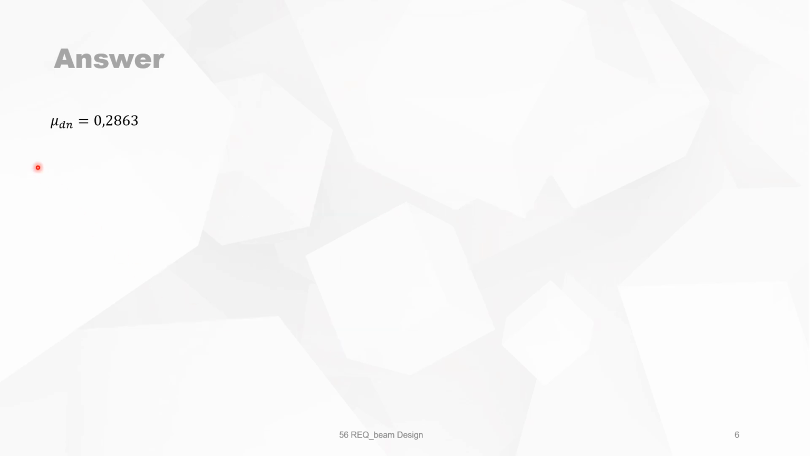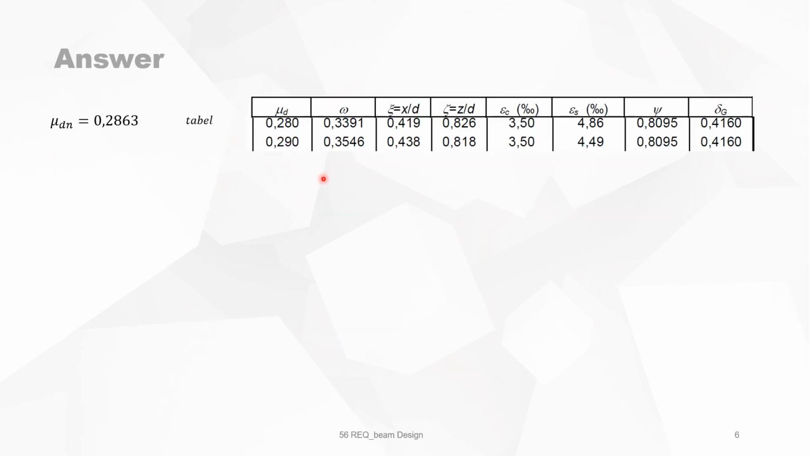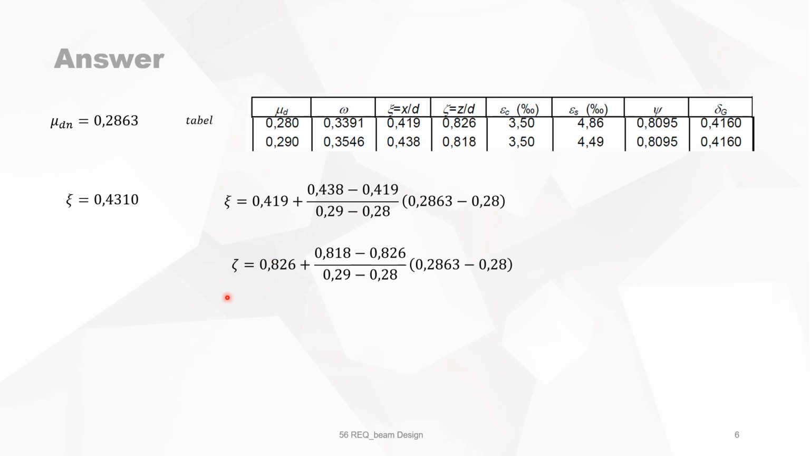0.2863. Now, from this, we can go to the tables, which is easy, and you will see that for the reduced bending moment between those two, we will look for xi and we will look for zeta. Just by linear interpolation, we find xi, which is x over d, is 0.43. So this is smaller than 0.45. That's fine. That's what we want to obtain. And zeta is the lever arm to calculate the amount of reinforcement. Interpolation with mu equals 0.2863, we find that zeta is 0.821.